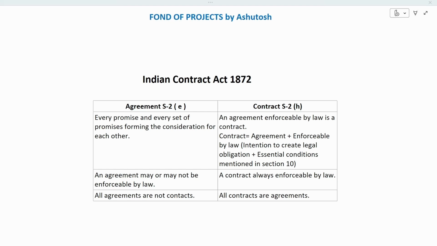Next point is an agreement may or may not be enforceable by law. That is because an agreement will not necessarily have any legal obligation. A contract is always enforceable by law. So all agreements are not contracts, but all contracts are agreements, because when you have a contract, it means you already have an agreement and you added law enforceability to that and it becomes a contract.